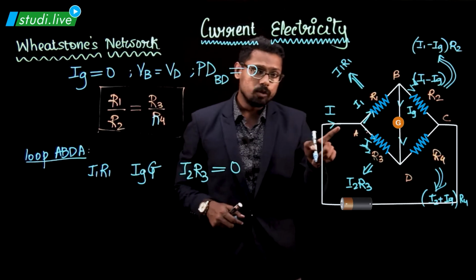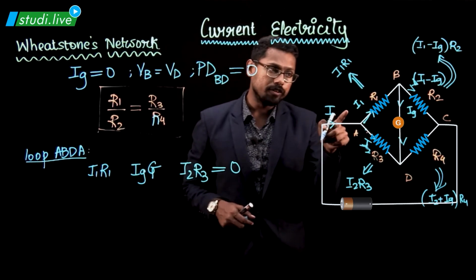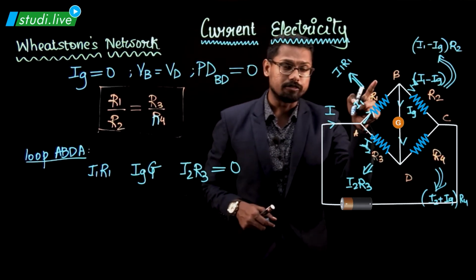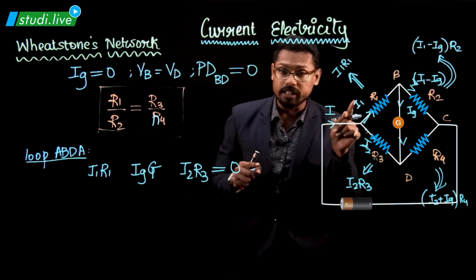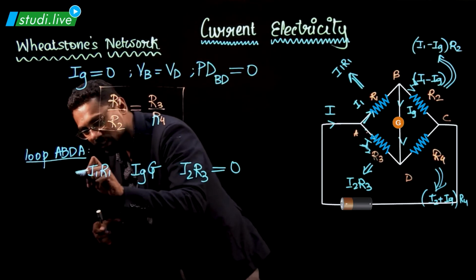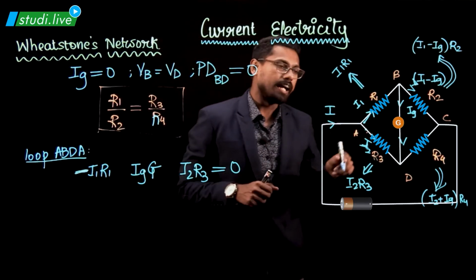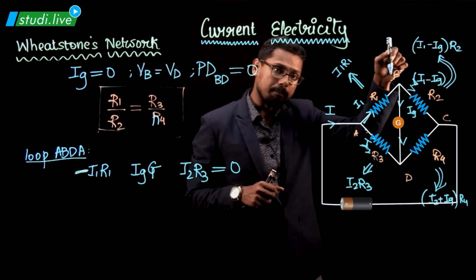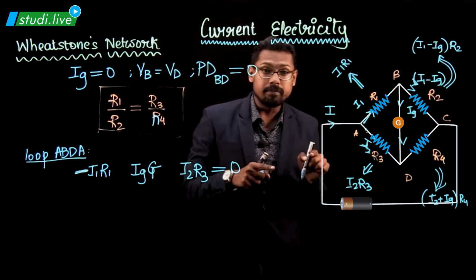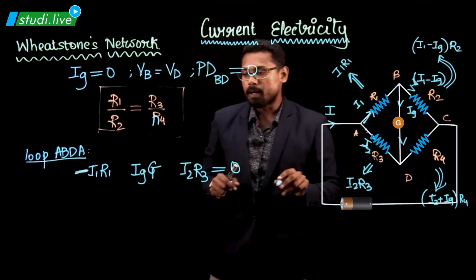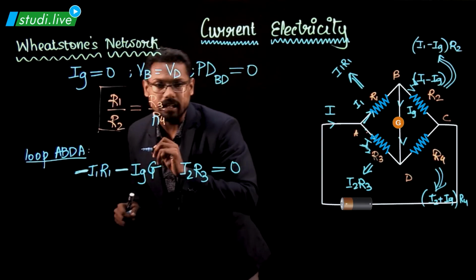Let's see. When we are moving from A to B, we are basically moving from the positive terminal to the negative terminal in the direction of current. And when we are moving in the direction of current, my polarity for potential difference is negative. Again, when I am moving from B to D, I am again moving in the direction of current, and my potential difference is again negative.